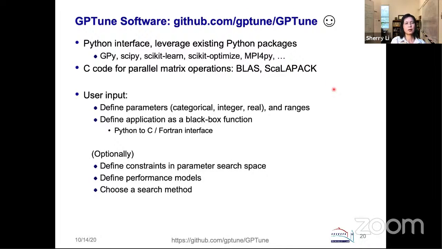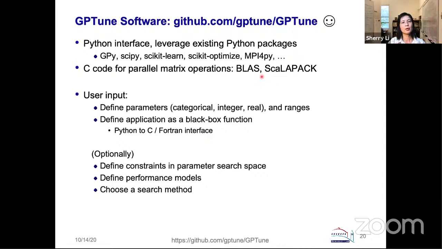In our C code, and actually Fortran code, what we need is the parallel matrix operations, like inverting and solving systems involving the big kernel matrix. From the user's point of view, it's not so involved. You need to define the parameters, either categorical, integer, or real, and the ranges of those values. The involved process is to define the application as a black box function, which means you need Python code with a Python-to-C/Fortran interface, since the application code is usually in C, Fortran, or C++. The only thing you need to do is have this interface, which is well defined in programming languages, so it's not a big problem.